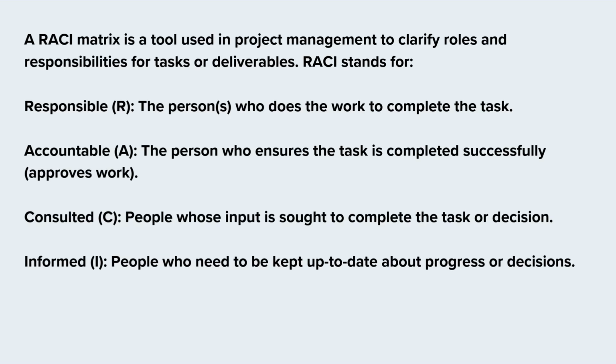A good way of capturing the roles and responsibilities is through a RACI diagram. So what is a RACI diagram, or a RACI spreadsheet or grid? A RACI matrix is a tool used in project management to clarify roles and responsibilities for tasks or deliverables. RACI stands for the following. R stands for responsible, that is the person who does the work to complete the task. A stands for accountable, the person who ensures the task is completed successfully, meaning the person that approves the work. Consulted is C, which is people whose input is sought to complete the task or decision. And informed is people who need to be kept up to date about progress or decisions.